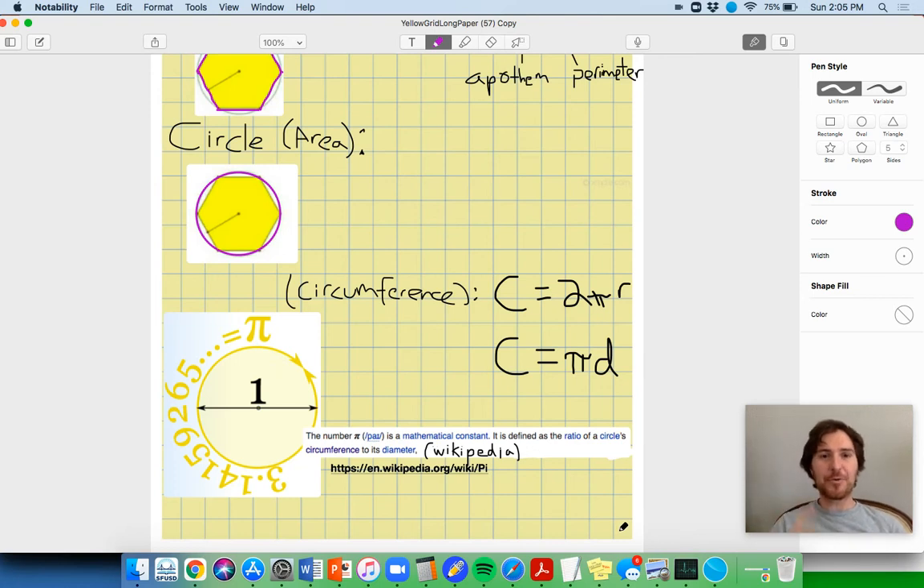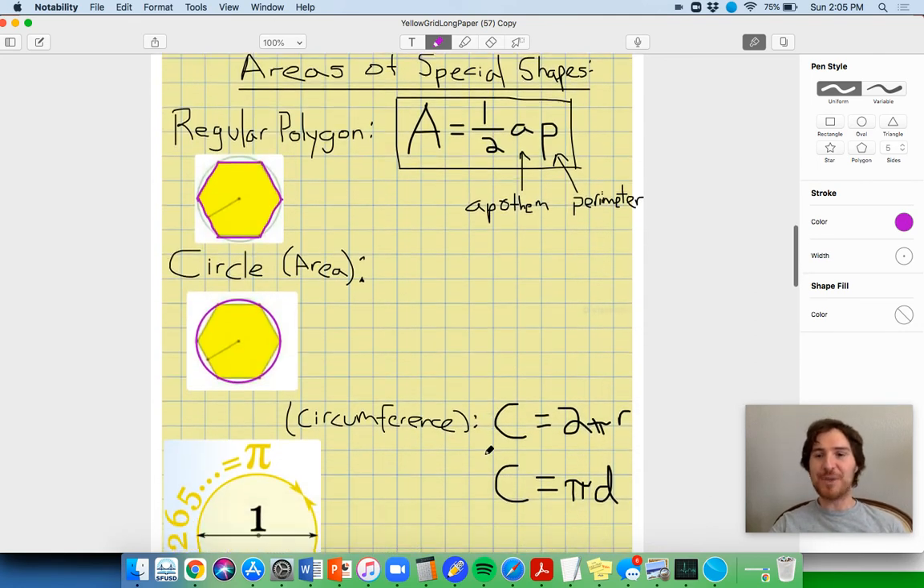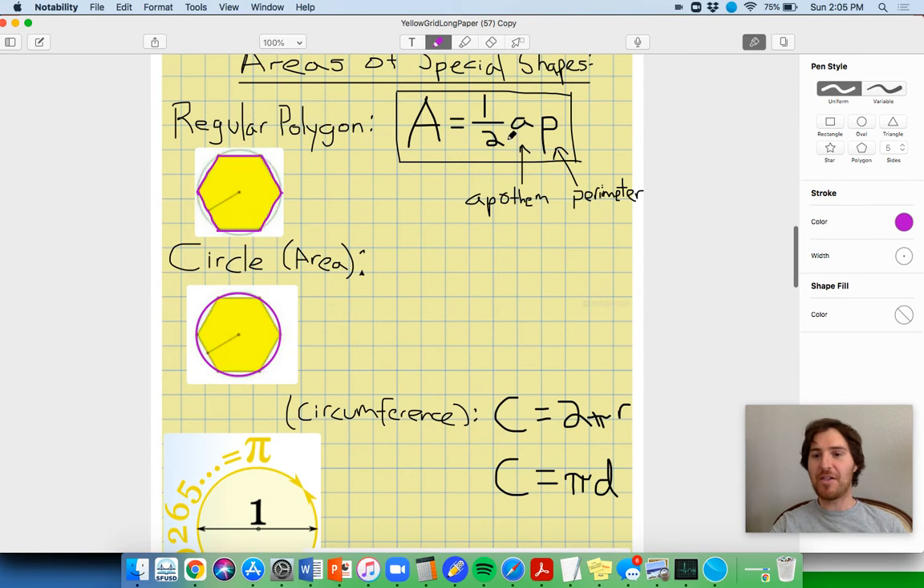Happy Tuesday. Now we're visiting back to our toolkit for area and volume. Here we are on the second page, areas of special shapes. Now, I know we filled in this for regular polygon. Make sure you have that.